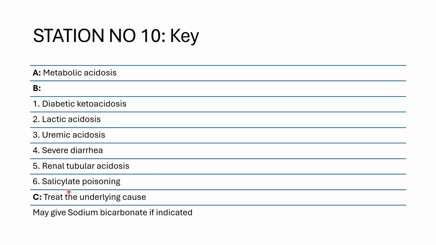And the third point is, how are we going to treat this condition? We have to treat the underlying cause. Means if metabolic acidosis is due to the DKA, we have to treat DKA. Metabolic acidosis will be corrected. We have to give sodium bicarb if indicated.